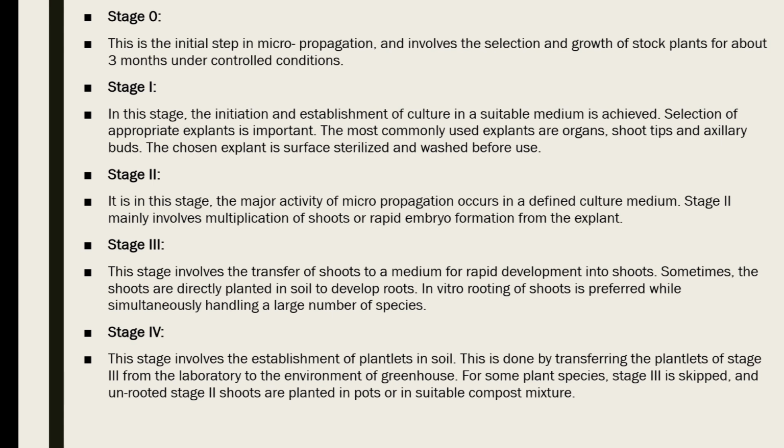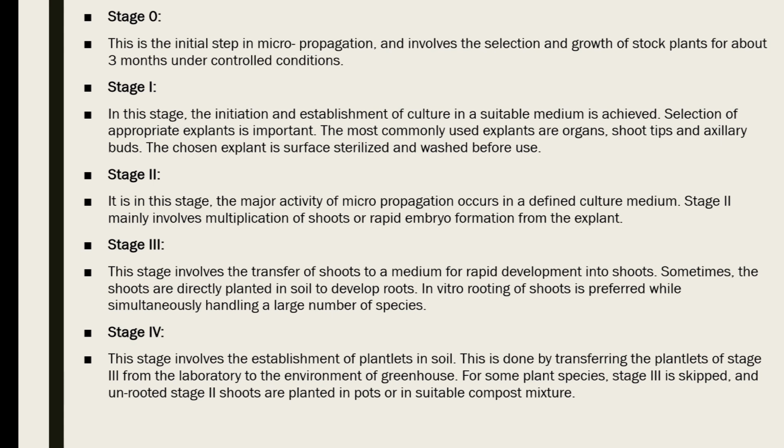Stage 2. In this stage, the major activity of micropropagation occurs in a defined culture medium. The propagation may occur through formation of callus or direct formation of organs. Stage 2 mainly involves the multiplication of shoots or rapid embryo formation from the explant. Stage 3. This stage involves the transfer of shoots to a medium for rapid development into shoots. Sometimes, the shoots are directly planted in soil to develop roots. In vitro rooting of shoots is preferred while simultaneously handling a large number of species.